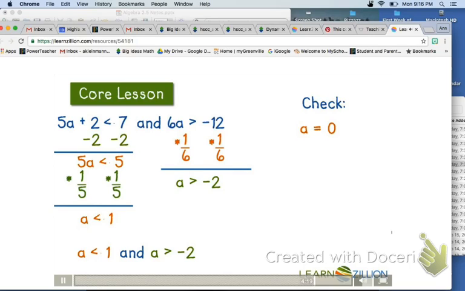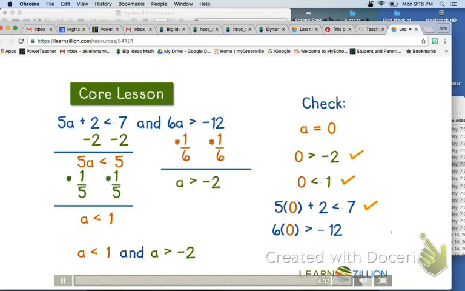Let's check this. If we say that a is equal to 0, well, 0 is bigger than negative 2, so it satisfies that one. And 0 is less than 1, so it satisfies that one. Now let's check it in the two original ones. 5 times 0 plus 2 is less than 7, and 6 times 0 is greater than negative 12.